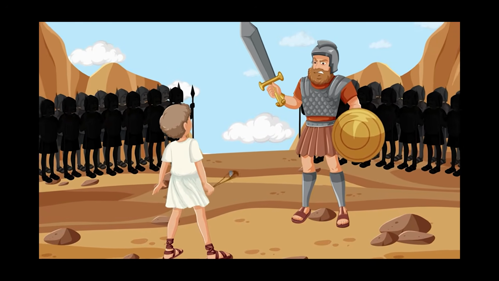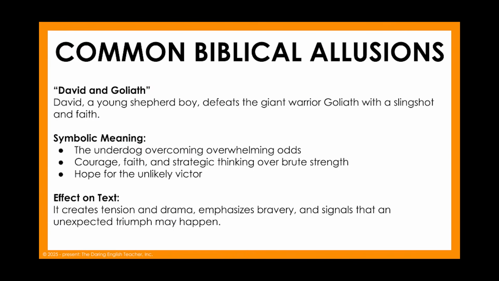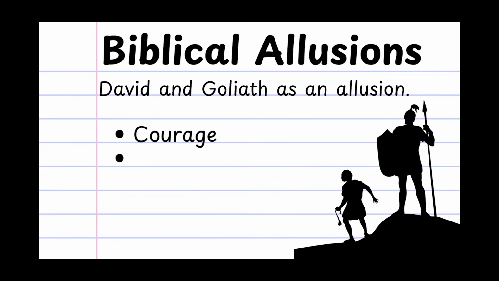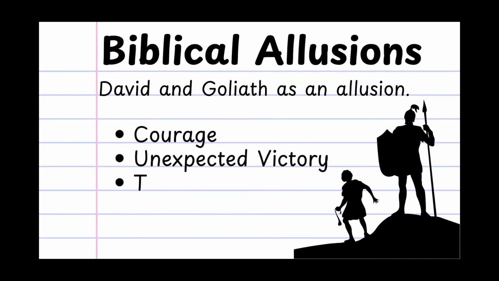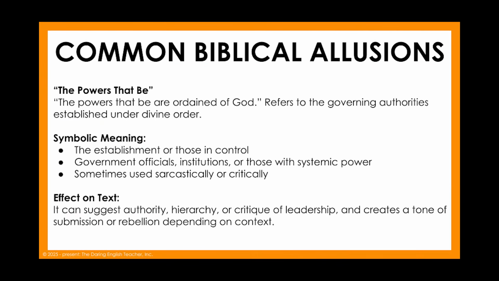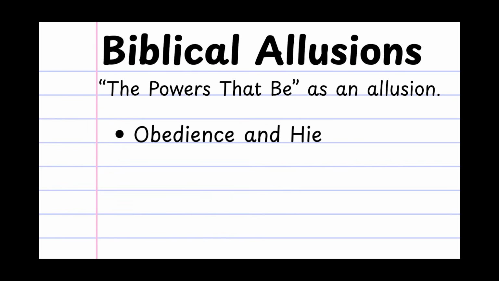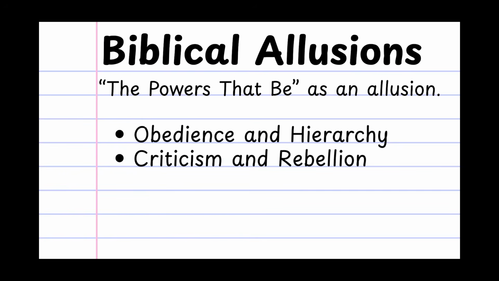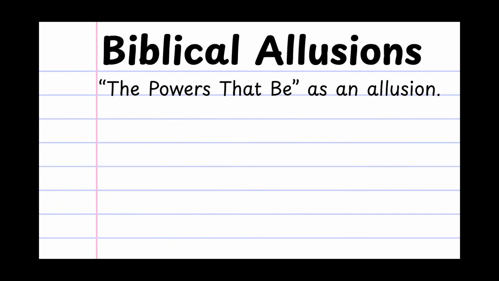Similarly, we also have a biblical allusion of David and Goliath. This allusion represents the underdog overcoming impossible odds. When you see it, expect themes of courage, unexpected victory, and triumph over power. It instantly adds tension and hope to a situation. Another biblical allusion is the powers that be. This reference refers to those of authority or control. Depending on the context, it can suggest obedience and hierarchy or criticism and rebellion. Tone matters here, so always look at how it is used.